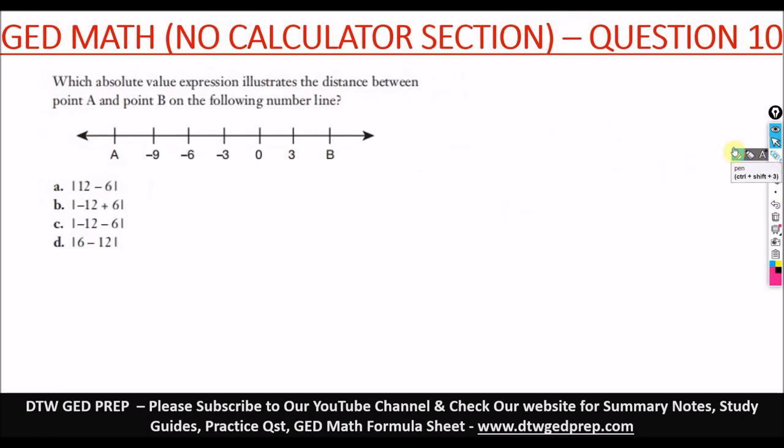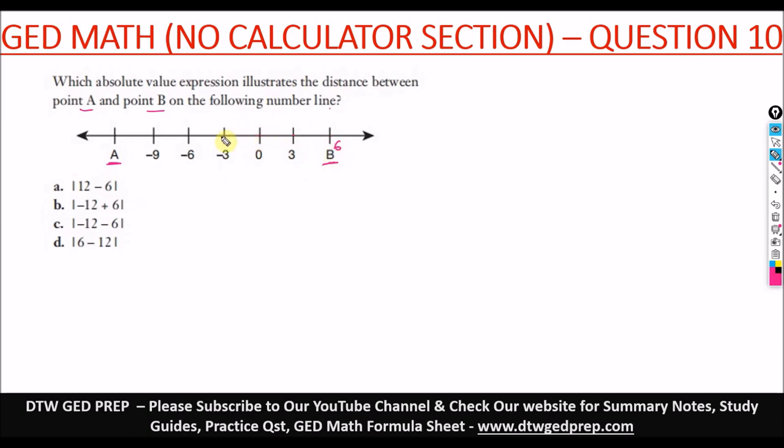Question 10 says, which absolute value expression illustrates the distance between point A and point B on the following number line? So this is point A, this is point B. We must get the values. If we see here, from zero, the distance between two points are in threes. So if this is three, it means this would be six.